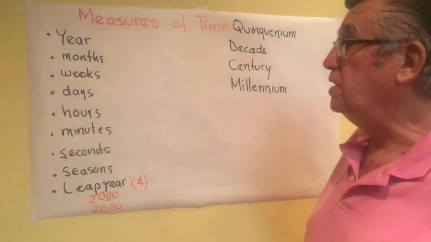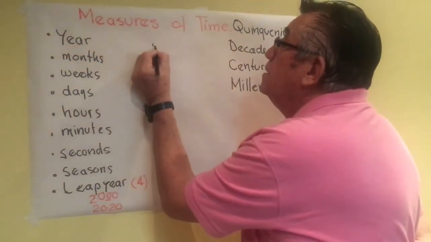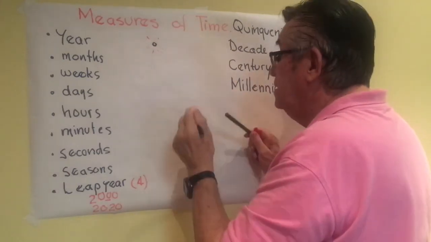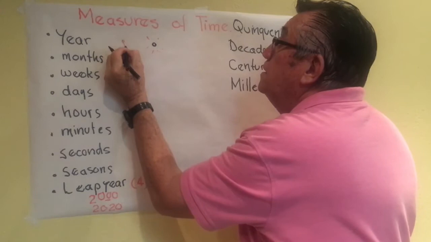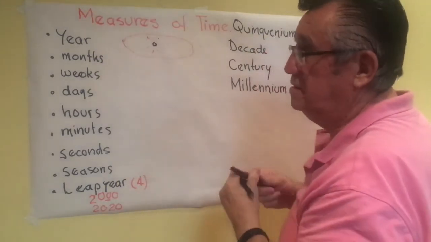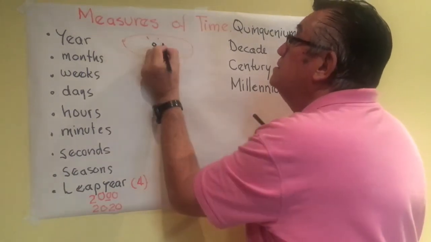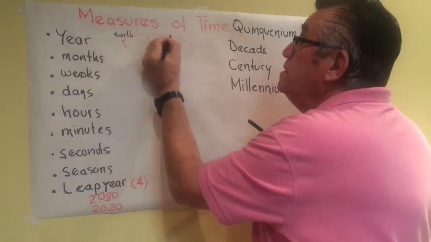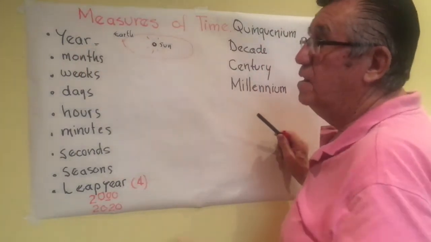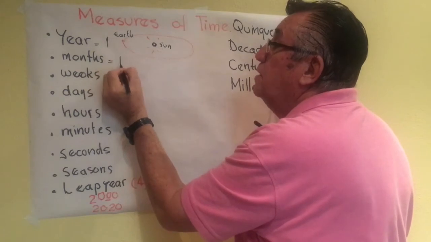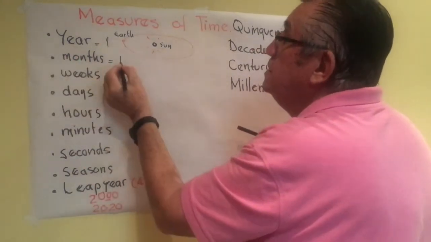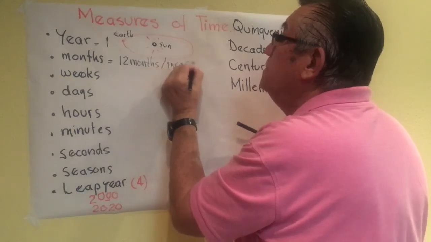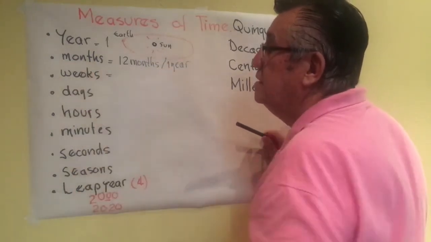All right, let's go to the year. What's a year? Year is the time that this is the sun, our planet, the Earth, turns around the sun. This is the sun, and this is our planet Earth. Okay? So one round takes 1 year. Okay? 1 year. 1 year has 12 months. There are 12 months in 1 year. Okay? Very good.